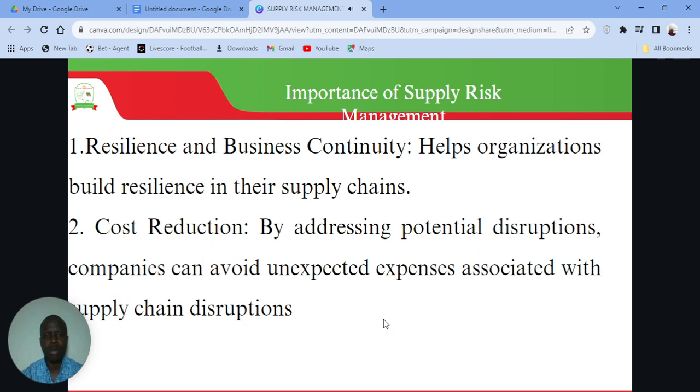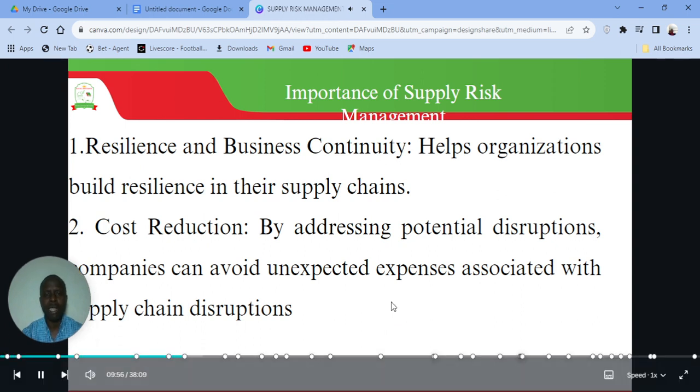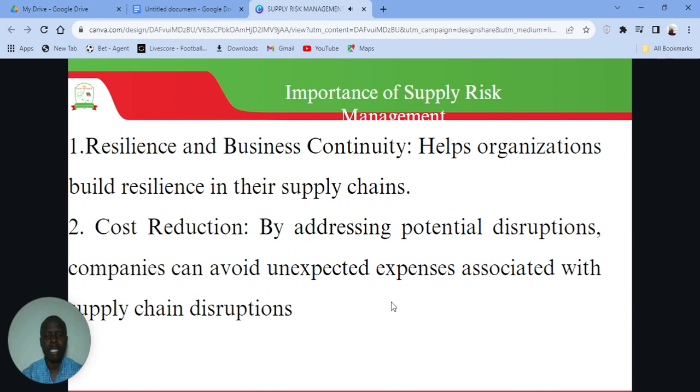Now, why do we need then to study supply risk management? That's a very important question that we need to ask ourselves. Number one, we want to ensure that our businesses, our organizations, or the suppliers are resilient and the business continues. So when you are resilient, you can be able to hold on to the challenges that we have just mentioned. If it is currency fluctuations, you are still able to continue in business. The other one is cost reduction when we address potential disruptions. Of course, companies will end up avoiding unexpected expenses associated with supply chain disruptions.